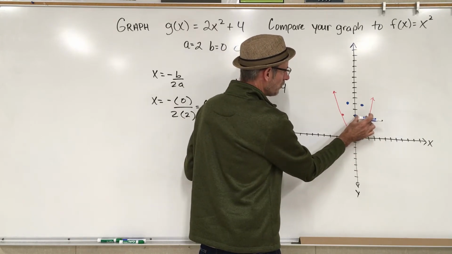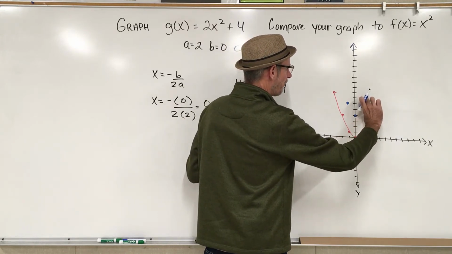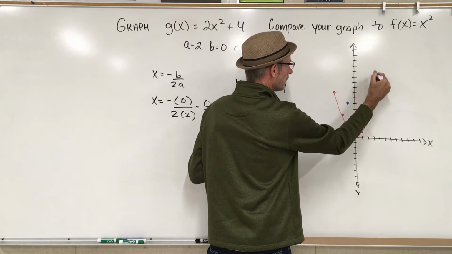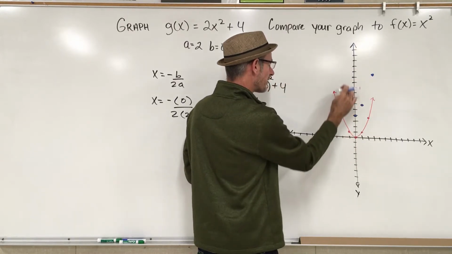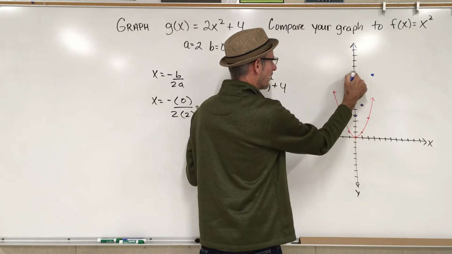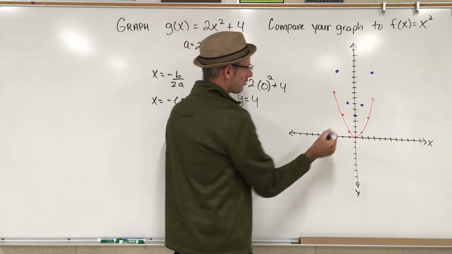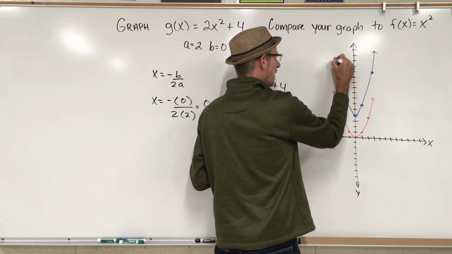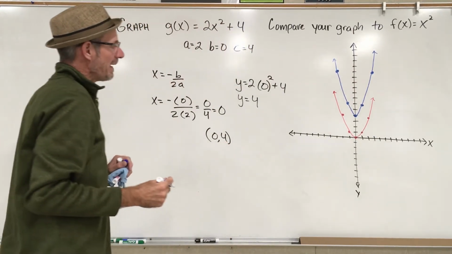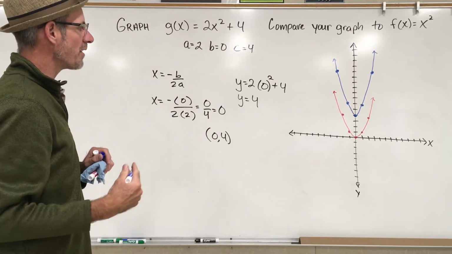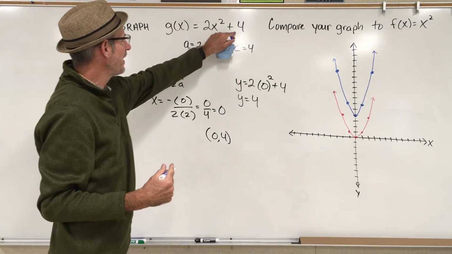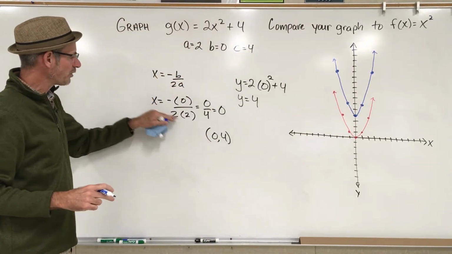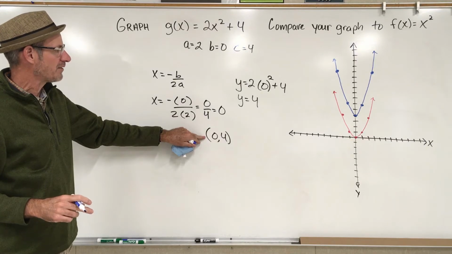When I go over 2 on the parent function, I would normally go up 4. But because of the vertical stretch, I go over 2, and now I'm going to go up 8. And then there's a symmetrical point on the other side. So this graph will look like this. It's a U-shaped parabola. It's a curve. Because of the vertical stretch, it's narrower than the parent function. And because of the c value of 4, it's translated up 4 units. And we found out that was true also if we calculated the vertex is 0, 4.